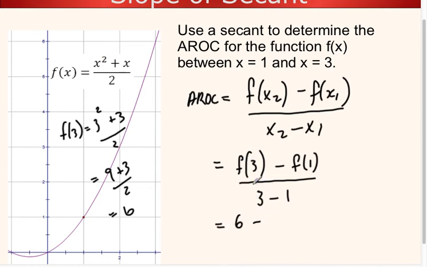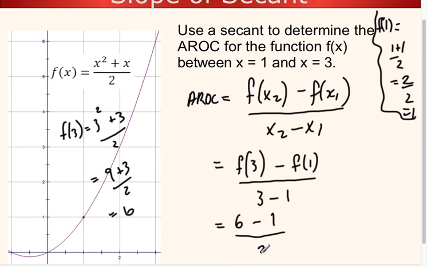So this is 6 minus, now f at 1, I'll maybe do up here in this little scrap up here. F at 1 is plug in 1. You got 1 squared, which is 1, plus another 1 divided by 2, which is 2. Oh, sorry, 2 over 2, which is 1. So f at 1 is 1, all divided by 3 minus 1, which is 2. So this calculation gives me 5 over 2.